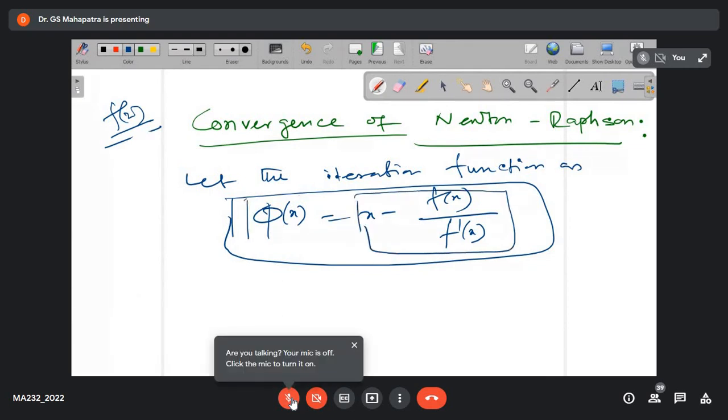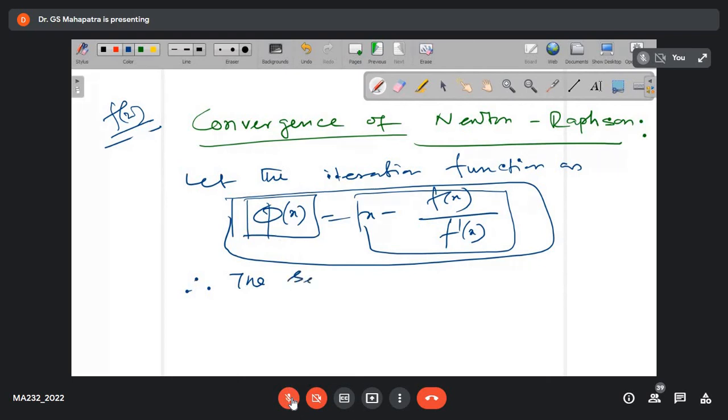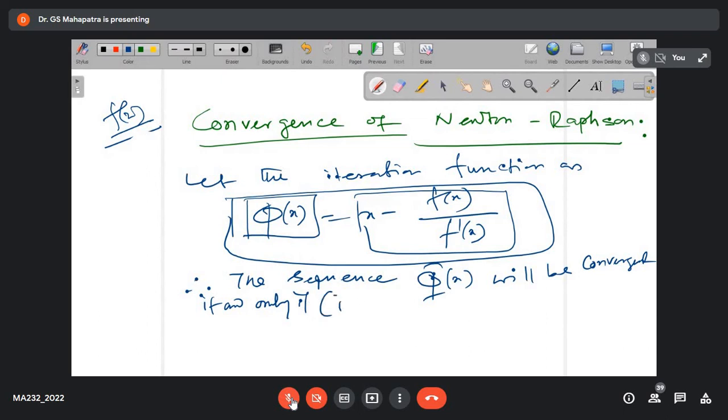Now if this function is converged, therefore the sequence phi of x will be convergent if and only if... Beta, you have studied sequence or not? Can you answer when we can say that phi of x, or phi of n, whatever, maybe phi of x, where x is n here, let us consider like that. Now the sequence phi of x will be convergent if and only if. Any idea?